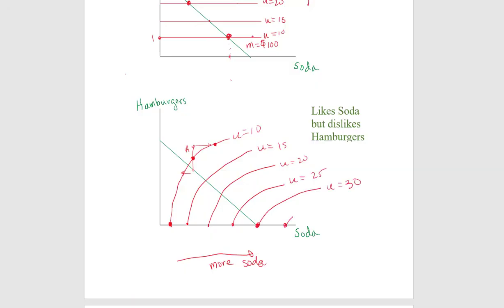And again, imagination, right? So I've drawn this series of indifference curves that represent this person's preferences where they like soda, but they dislike hamburgers. We can't get out to the utility of 35 because we don't have enough money. We'd end up at this point X as the optimal, where they'd be spending all of their money on soda and they'd achieve 30 units of utility. Notice again, we'd never be able to get the slope of the budget line to equal the slope of the indifference curve. So we have a corner solution.